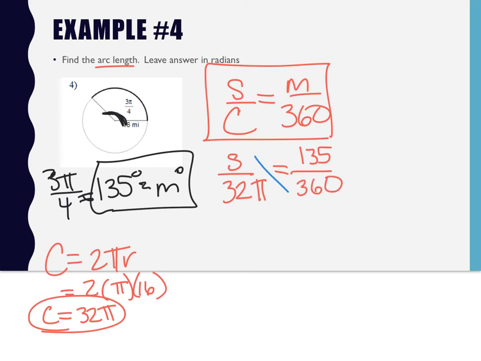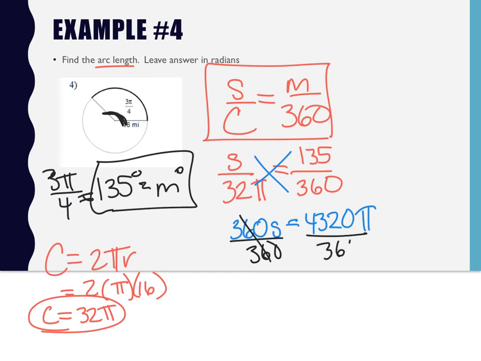Let's do cross multiplying. 360 times S equals 135 times 32. That's a big number with the pi symbol on it. That'd be the same as if there was an X in that spot. Divide by your 360 to solve for S. You wouldn't leave pi in your answer on this one because it would be a decimal. No, I think it comes out right.